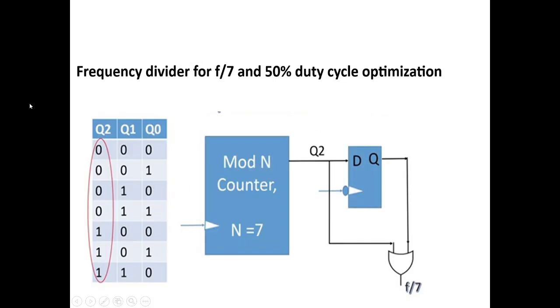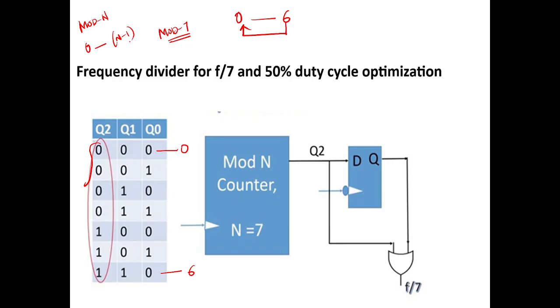F by 7 circuit means this is off for how many clock cycles? F by 7 means you need to use which counter? Mod 7 counter. It will count from 0 to 6. After that, from 6 it will come to the initial state. See here, this is 0 and this is 6. I told you, a mod n counter will count from 0 to n minus 1. After that, it will come to the initial state. So it is off for 4 clock cycles and on for 3 clock cycles.